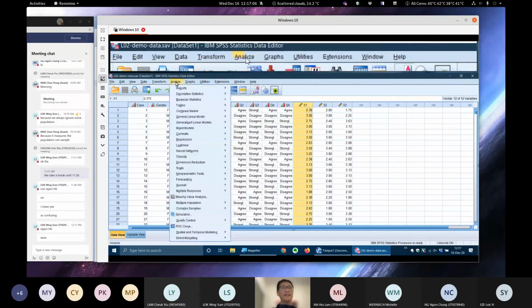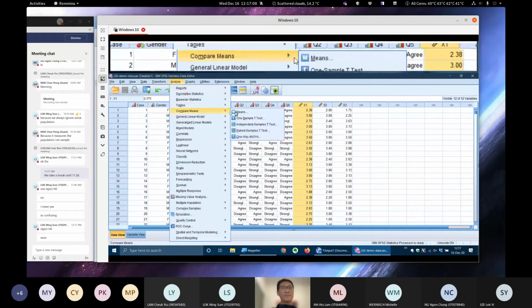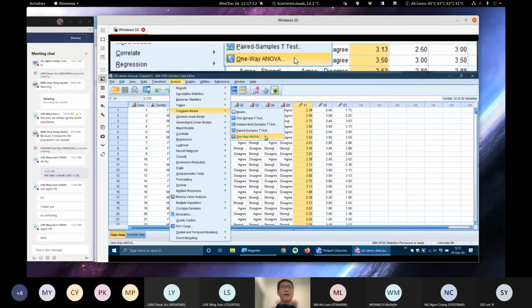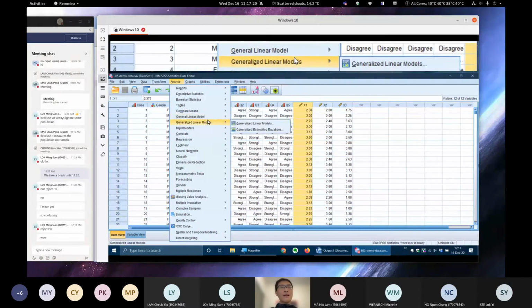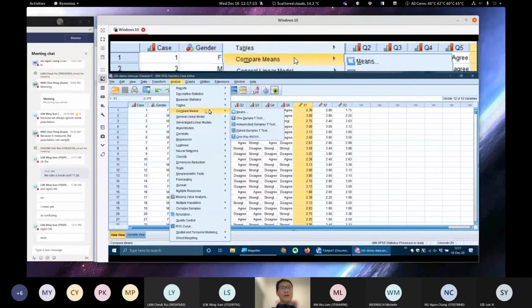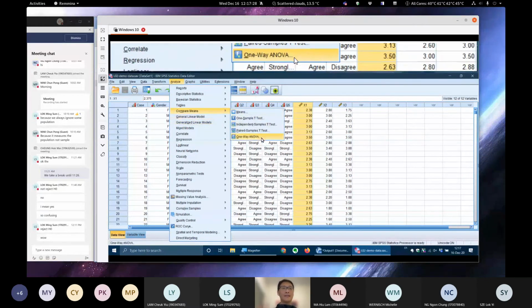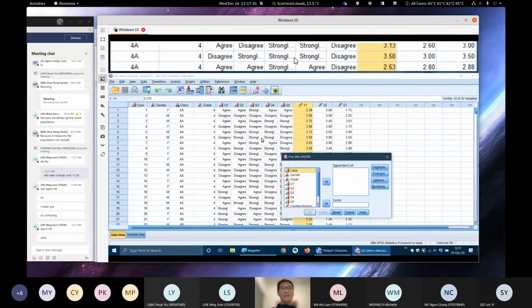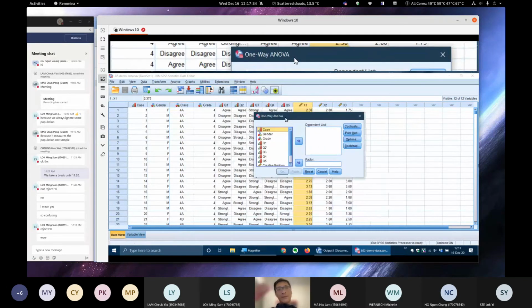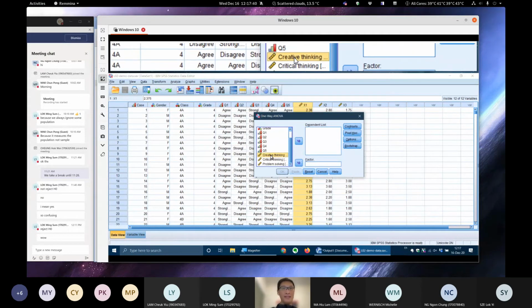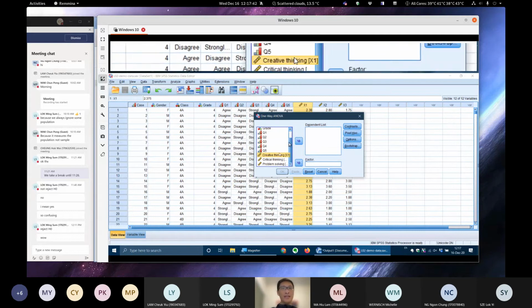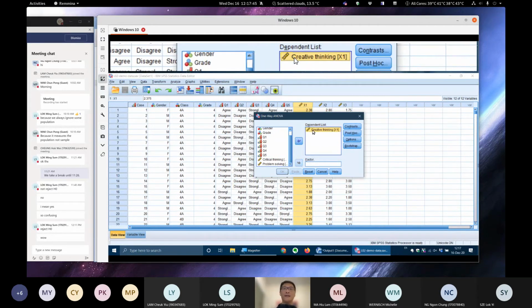So we go to Analyze again, Compare Means. And this way, we go to One-Way ANOVA. By the way, there is also two-way ANOVA if you need to do it, but it is in another menu, so I will skip it here. Now, let's go to the one-way ANOVA. So again, we put the variable that we want to test. In this case, again, we test the X1, which is creative thinking. So we put it onto the right-hand side.